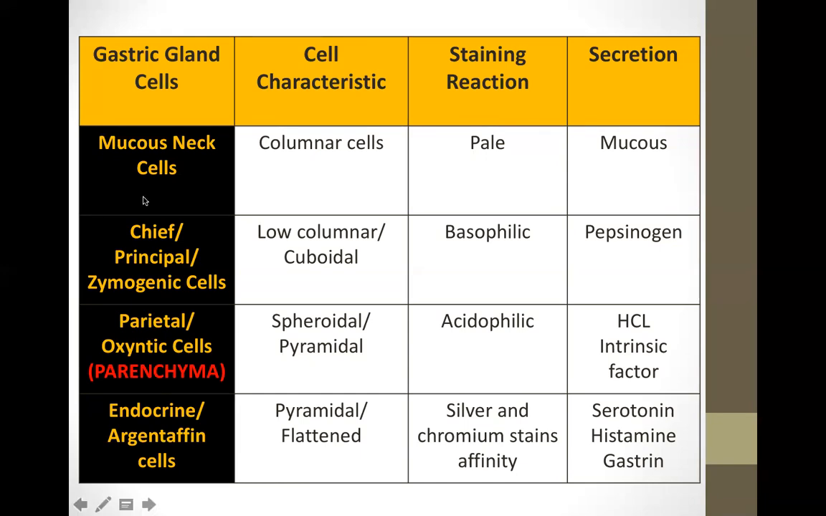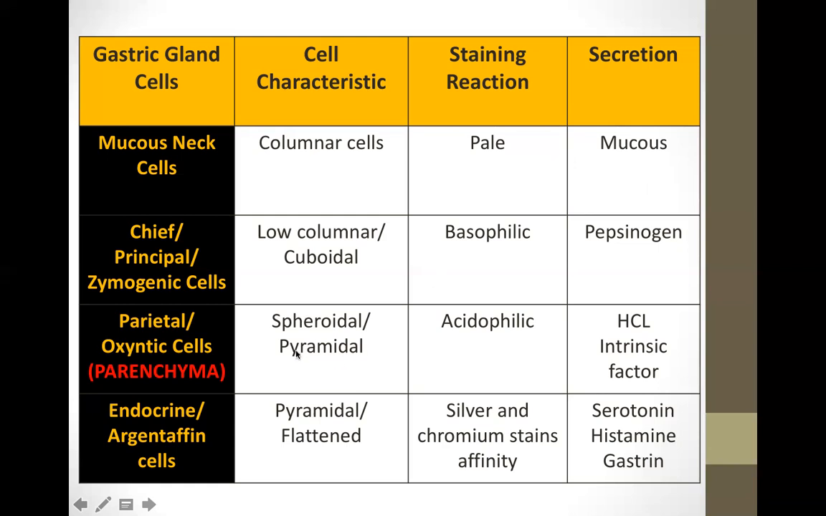Pero the chief cells or principal cells or zymogenic cells are the most numerous cells in the stomach. Okay? Parietal cells ang parenchyma, yan ang bida, pero ang pinakamarami would be the chief or principal cells. Okay? Understood? Now, let's have the cell characteristics, staining reaction, and secretion. Dito na muna tayo sa mucous neck cells. They are your columnar cells. Di ba? Simple columnar epithelium ang stomach. There are columnar cells. They are pale in staining. And obviously, kaya nga siya mucous neck cells kasi they secrete mucus.